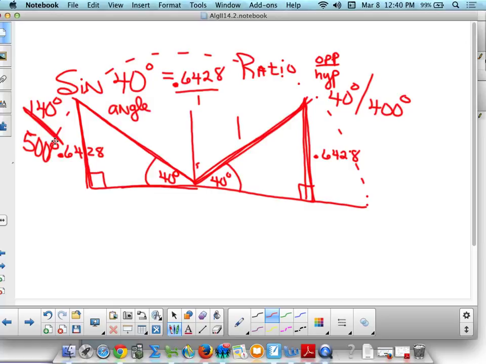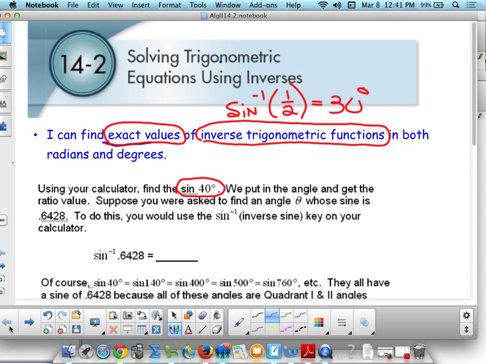Because there are so many answers, we have to restrict ourselves. We have to say, when we give answers for sine, where are we going to give answers? What quadrants? And that's what I'm going to do with you next. Same with cosine. Same with tangent. So let's go back here now. Now this should make a little more sense as I talk about it. Suppose you were asked to find the angle whose sine is 0.6428. To do this, you would use the inverse sine key on your calculator.